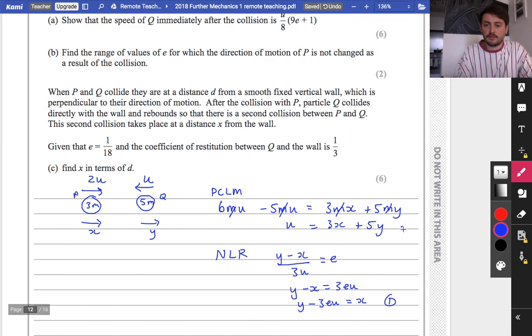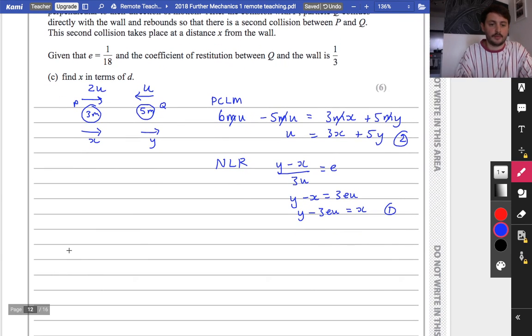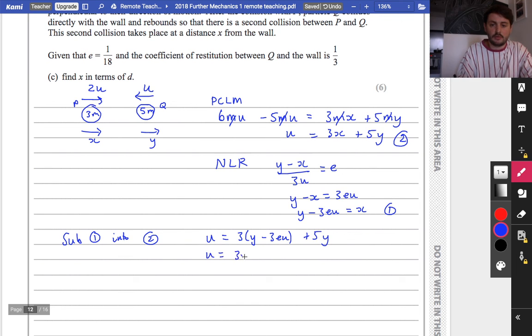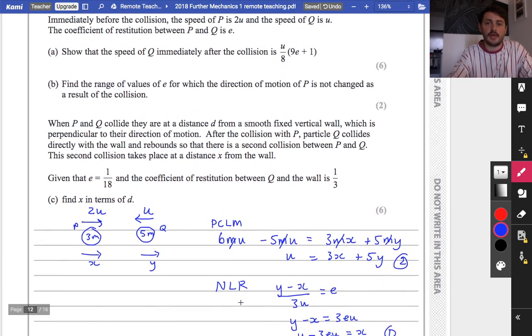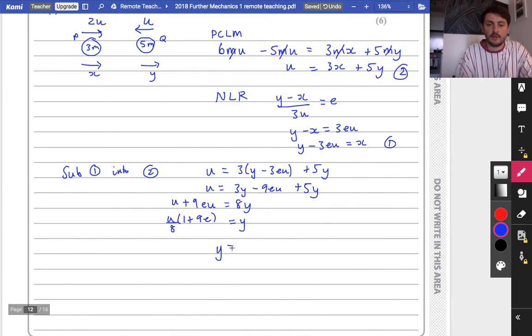So I'm going to take this and substitute it into number 2. So let's substitute 1 into 2. So u equals 3y minus 3eu, that's what x is, plus 5y. U equals 3y minus 9eu plus 5y. So that is u plus 9eu equals 8y. Factorize the u, divide by 8, and we get what y is equal to, which is u over 8, 9e plus 1. Let's just write it in the way they wanted it. U over 8, 9e plus 1.